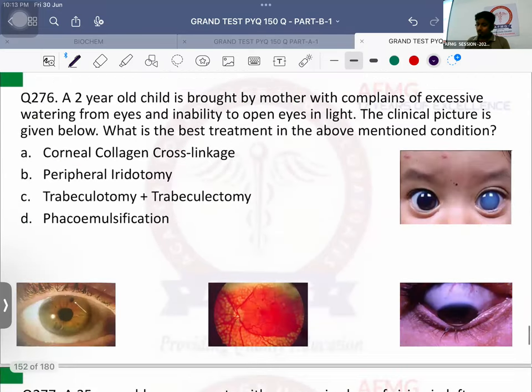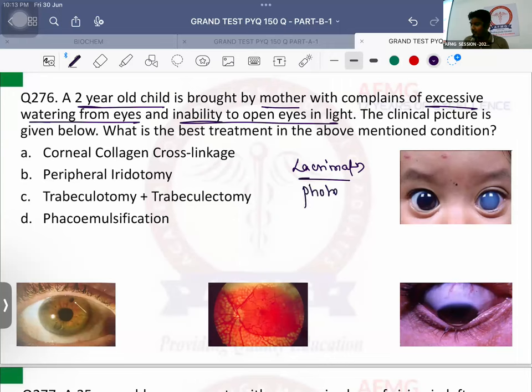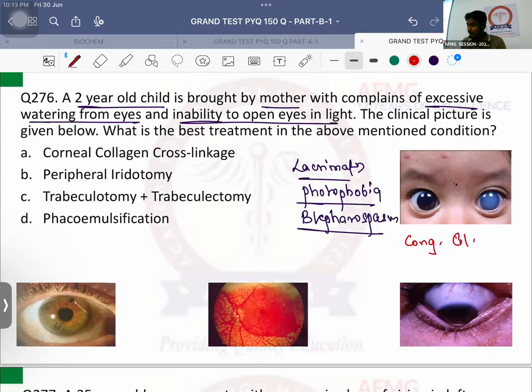Shabash. 276. A 2-year-old child is brought by mother with complaints of excessive watering from eyes. That is lacrimation or epiphora. Inability to open the eyes in light. That is photophobia. And he is not able to open the eyes because there is blepharospasm. BPL is a characteristic triad of congenital glaucoma. And what is this feature in the image? This is buphthalmos. That is a bull-like eye. So it is a case of congenital glaucoma. What is the best treatment in the above-mentioned condition?